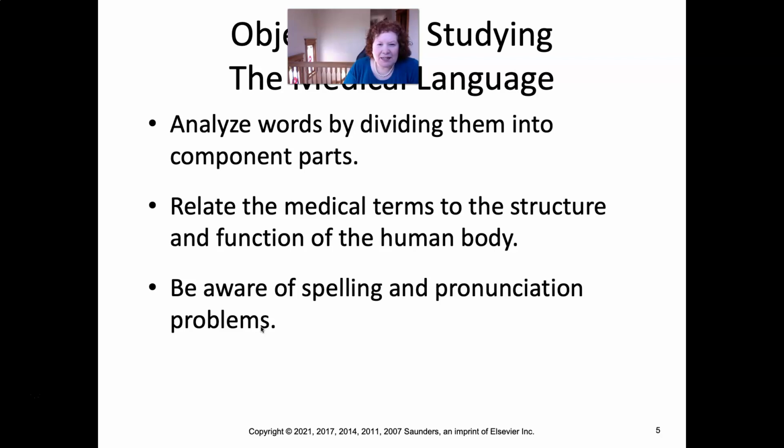All right, let's analyze the words by dividing them into component parts and relate those terms to the structure and function of the human body. It's important for us to be aware of spelling and pronunciation problems. So we will try and pronounce a lot in these videos, but you need to work on that on your own. And I recommend that you use the Evolve website if you have some questions about pronunciation.